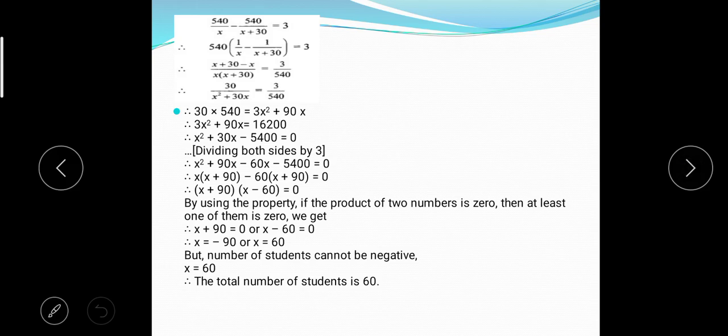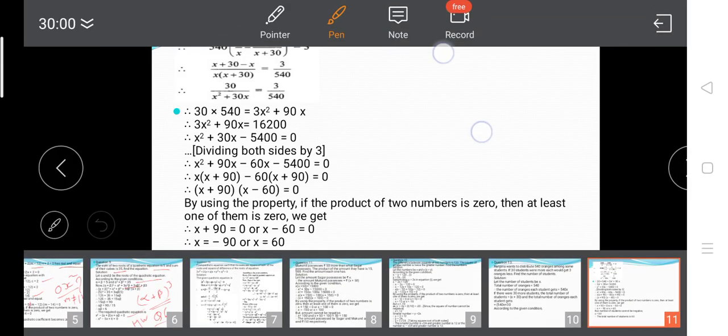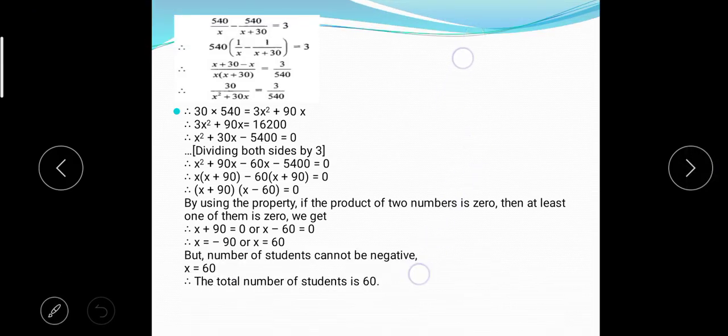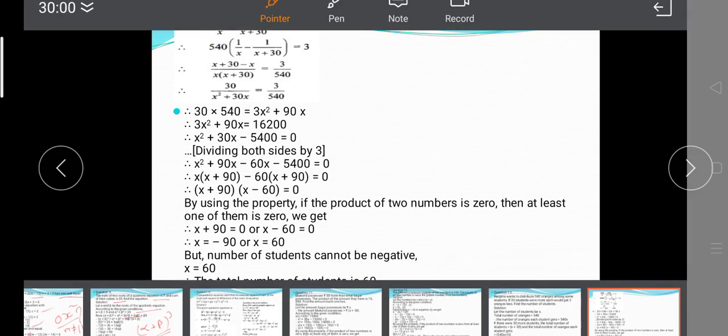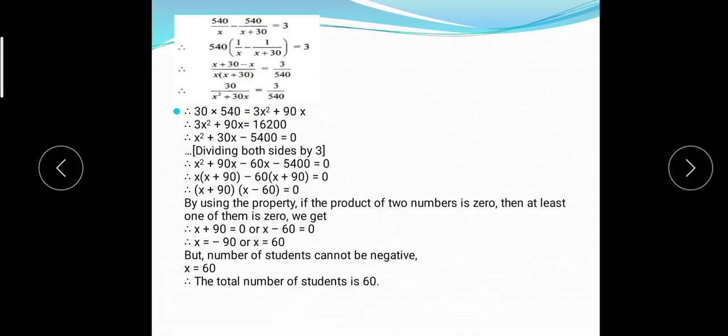So according to the condition, what will you get? Less, that's why subtraction. Out of x students, the total number of oranges is 540, minus how many students are increased? x plus 30, means oranges and then students. So according to the condition, this is a very important statement. This is a very important formula.